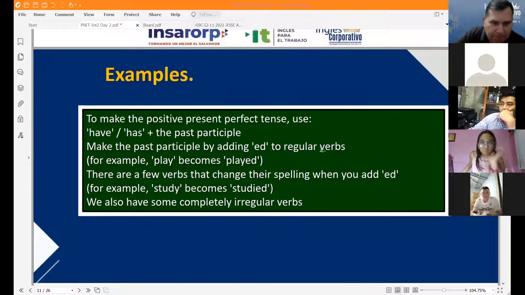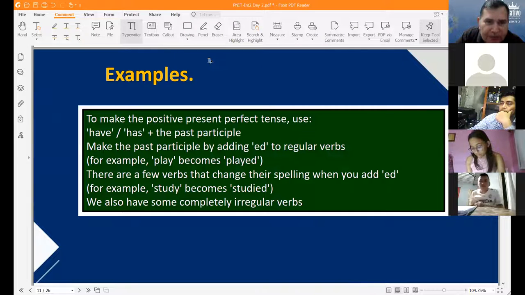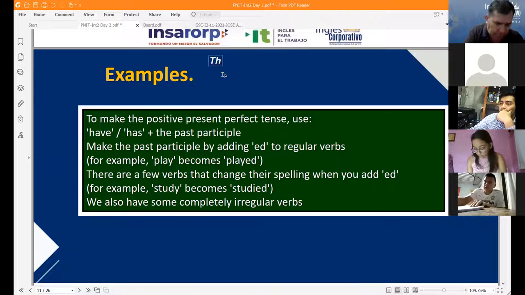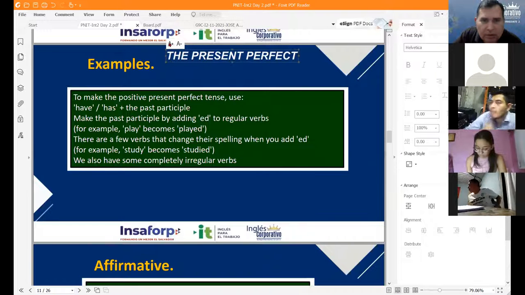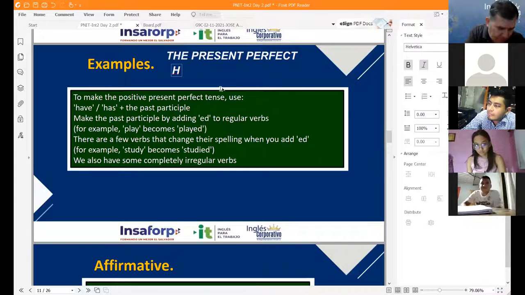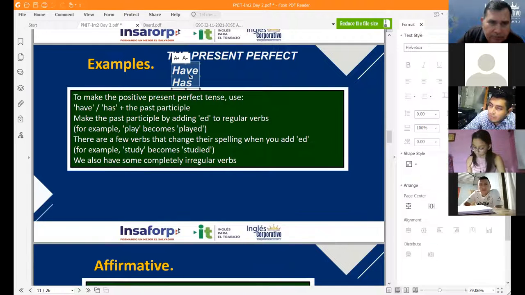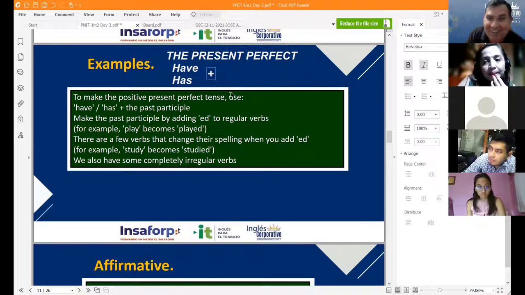Okay, let's see over here. This is the introduction to the present perfect. You say, teacher, what's the present perfect? I guess most people are familiar with it. The present perfect is the combination of have or has plus the verb in the past participle.